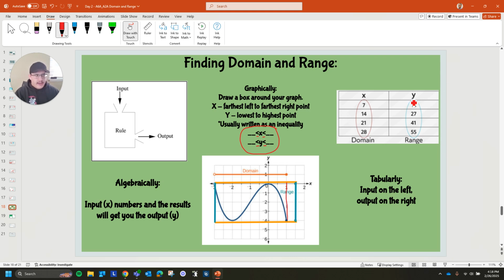Tabularly, meaning like a table, anything that's on the left of that table is usually your input, your x values. Anything that's on the right is your y values. Okay, domain again is x's, range is y's. So, just some quick things to think about when trying to find domain and range.